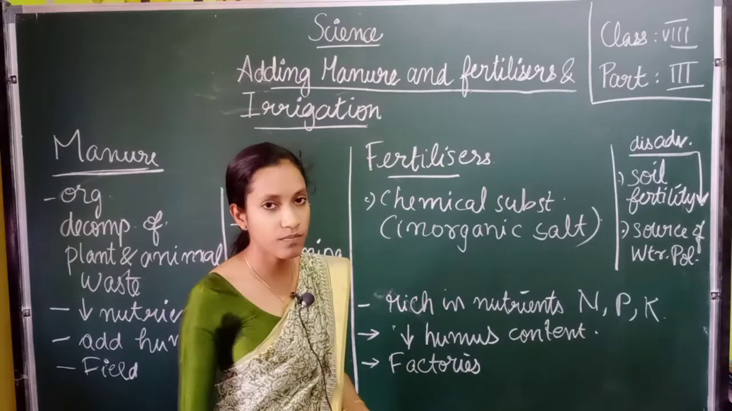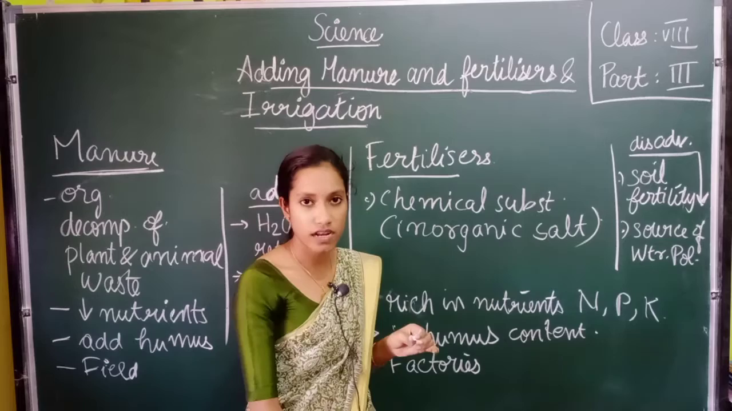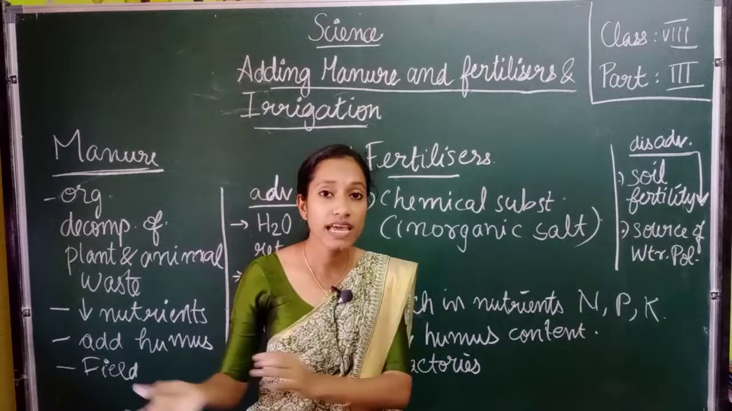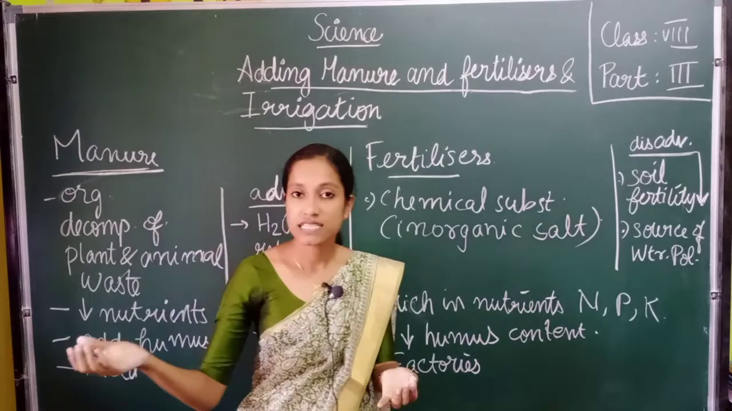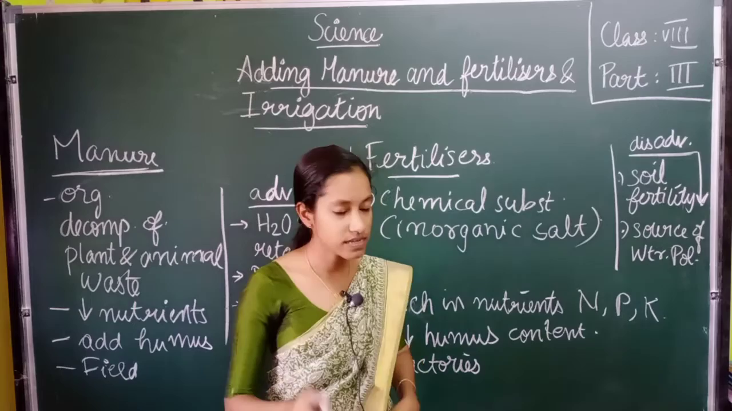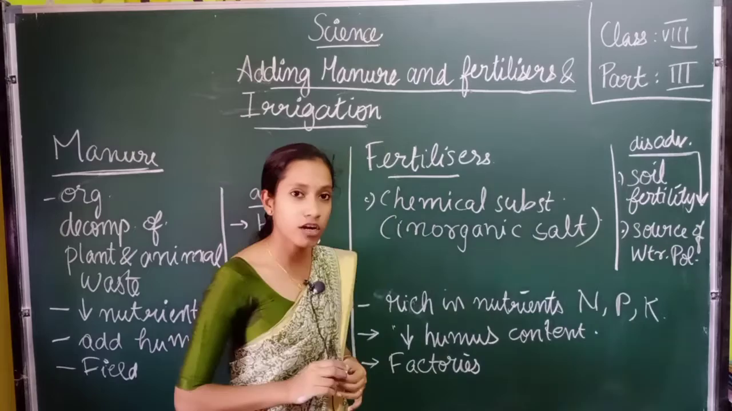How? Excess fertilizers will leach out into the groundwater. We know there is water under the ground, so they can leach out into it and the water will become polluted. Also, excess fertilizers can move along with the runoff water. Along with runoff water and rain water, they finally reach the river. Then the large amount of fertilizers in the river will be the reason for pollution. So it can result in the pollution of water sources.